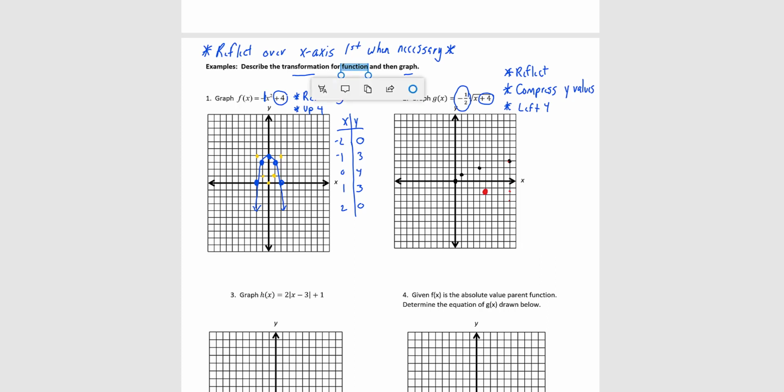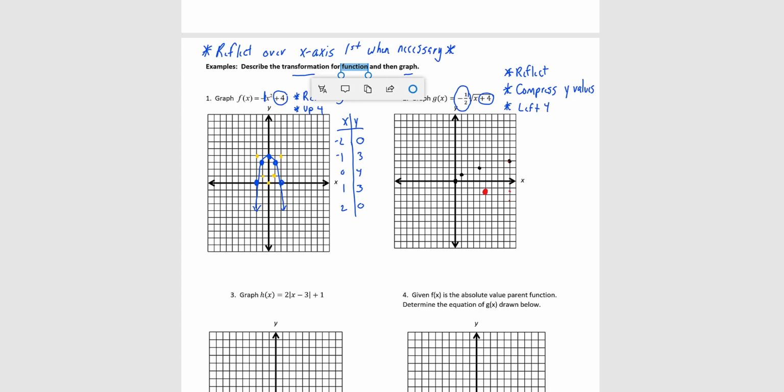And then move to the next point. It's 2 above. We're going to reflect it, so it's 2 below. Then we're going to compress it by a half. So if we compress -2 by a half, it becomes -1. And then we're going to count left 4 units.